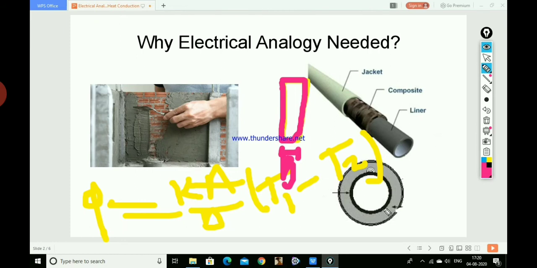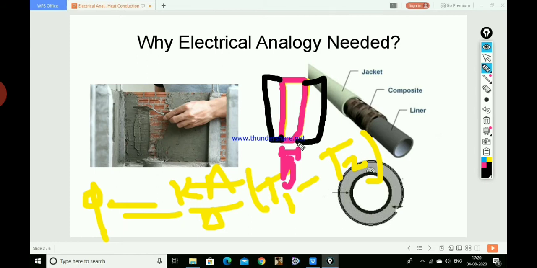But normally walls are made of different materials, and these are nothing but composite walls. So composite wall means what? A wall made of different materials. For example, in our home we are having a wall which is made of a central layer of brick, and around both the sides we are having a plaster layer. So there we are having three layers.